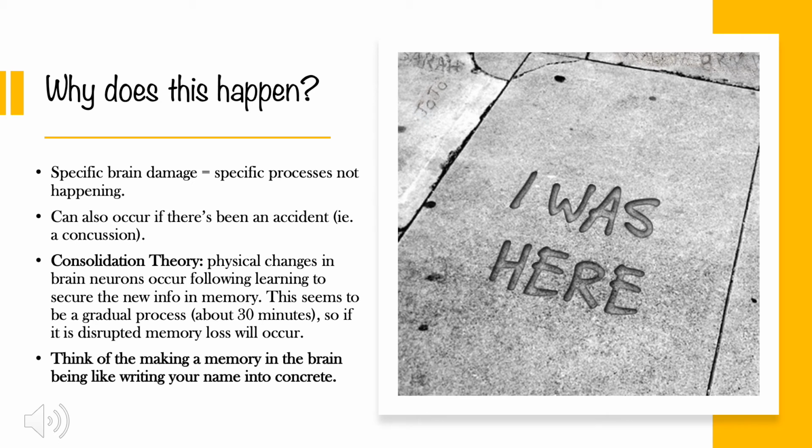So when there's been a concussion, a lot of people often can't remember the half an hour before the incident. So this is because that consolidation was interrupted by the concussion happening. So you can kind of think of making a memory in the brain like writing your name into concrete. So once your name is in concrete, you can't move it. Once it's dry, it stays there. But in the 30 minutes that it's drying, it can be manipulated or removed or damaged.